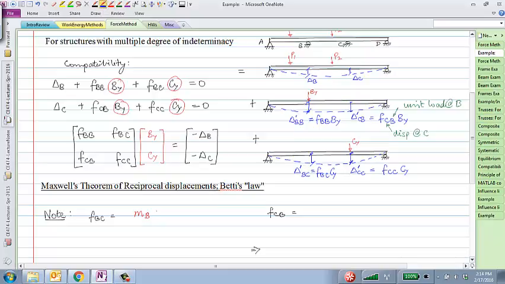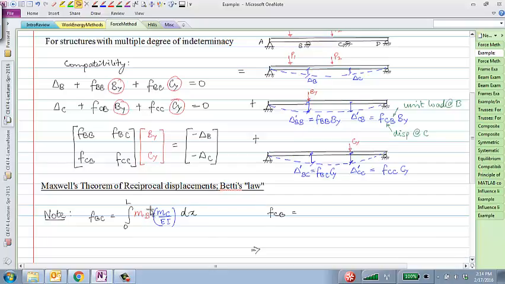and curvature due to a load at C, so M over EI, and integrate that from 0 to L dx. Does this make sense? What I've written here is that I want to find the displacement at B due to a unit load at C, right? So this FBC is finding the displacement at B due to a unit load at C.